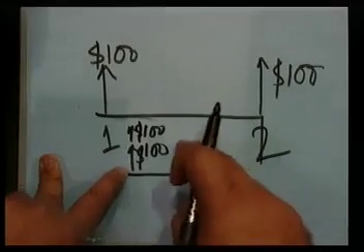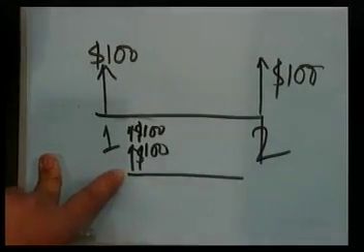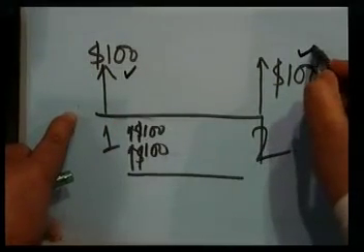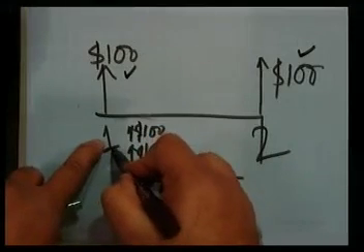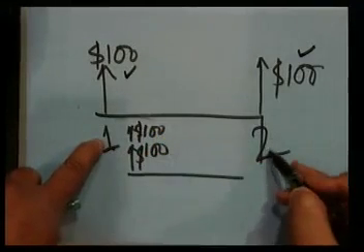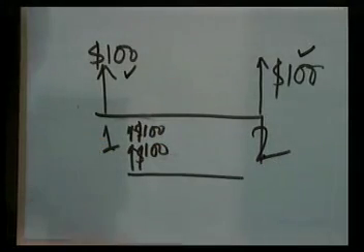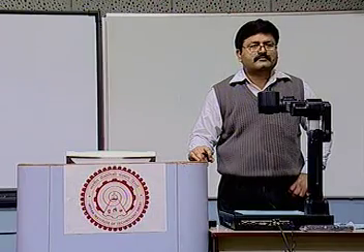This I can simply add, 100 plus 100, 200, but I cannot add this and this. Why? Because this is happening at period 1 and this is happening at period 2. Is this point clear to all of you? Yes. Fine.